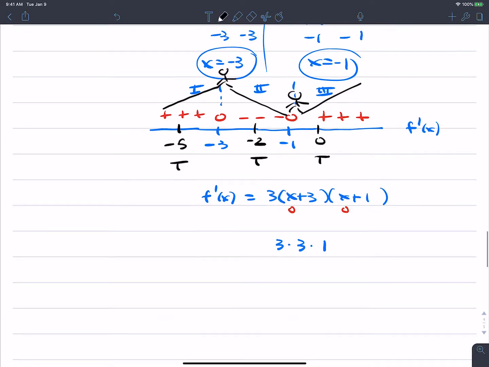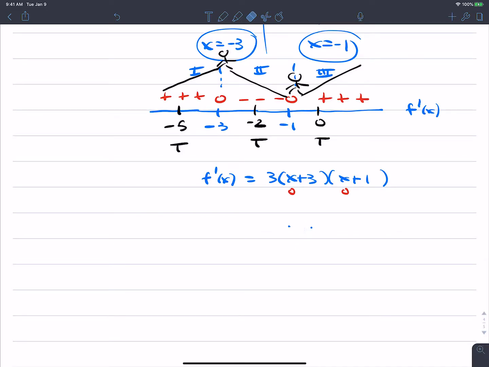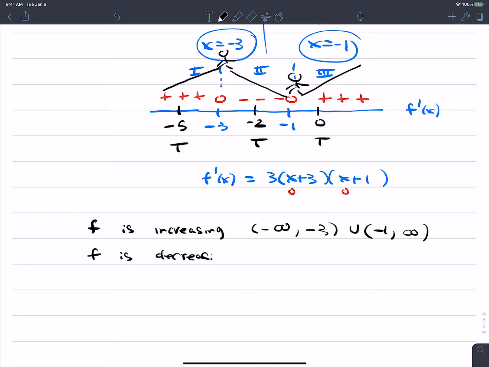So here's our conclusion. What do we write down? f is increasing on what interval? Negative infinity up to -3, union -1 up to infinity. f is decreasing. You say, where's the function decreasing? -3 up to -1.